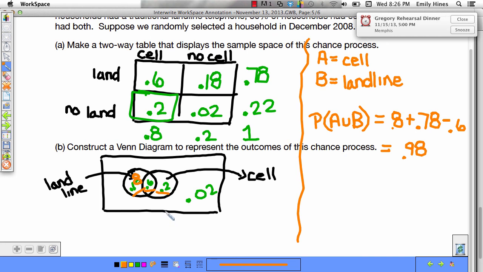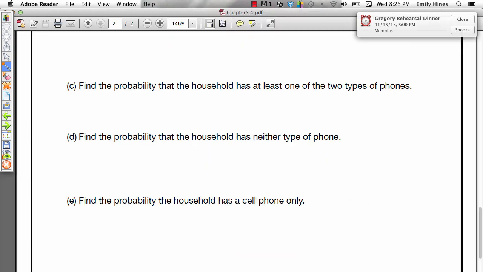Question number 2. Find the probability that the household has a cell phone only. So this would be just the probability that they have a cell phone and no landline. We know that is this box right here, and it's also this segment of the circle. So either way, it is 0.2.